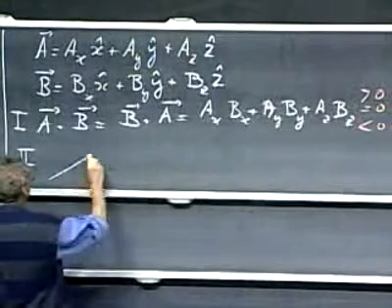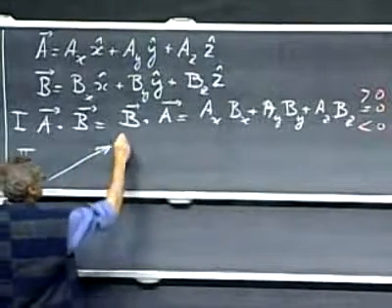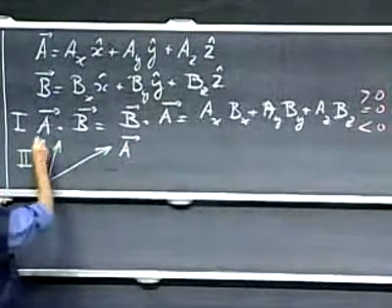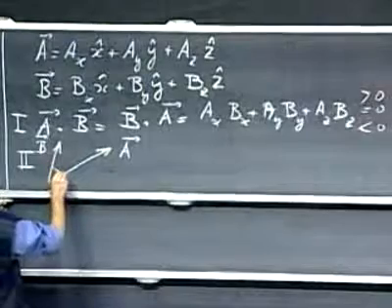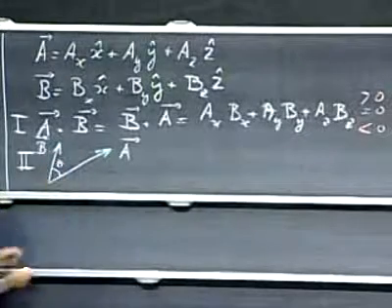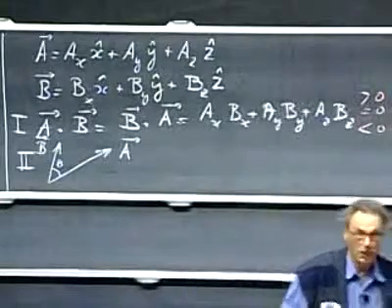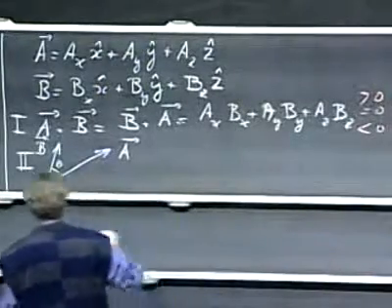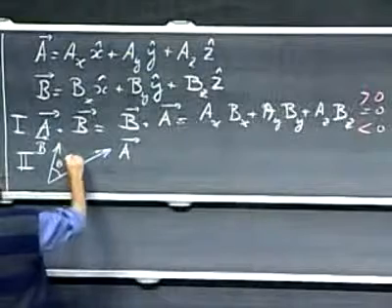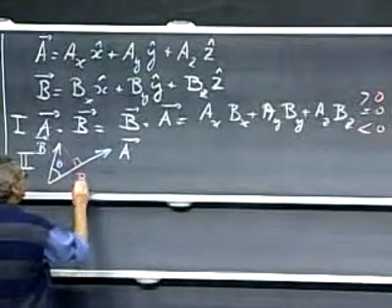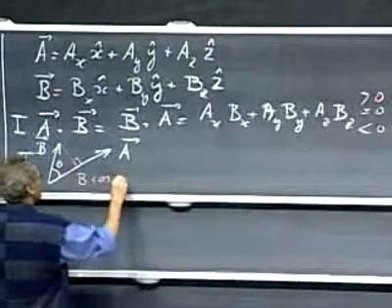If you have a vector A and you have the vector B and the angle between them is theta, then you can project B on A, or A on B for that matter, it makes no difference. And that projection, the length of this projection is then of course B cosine theta.